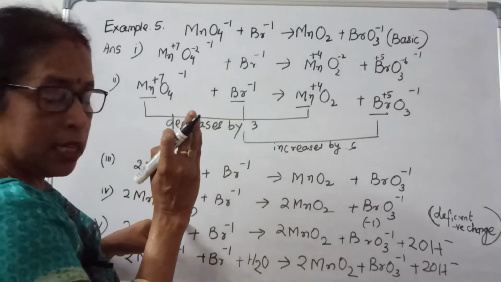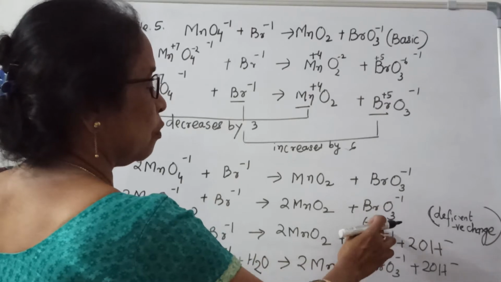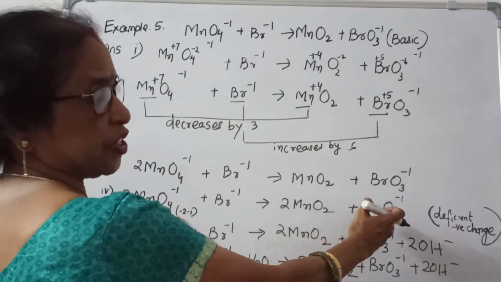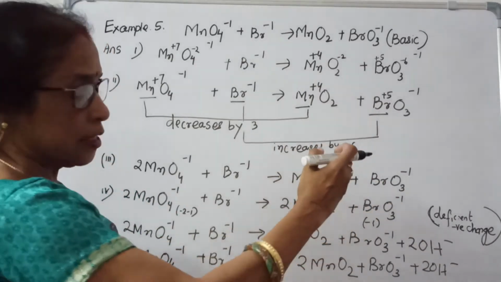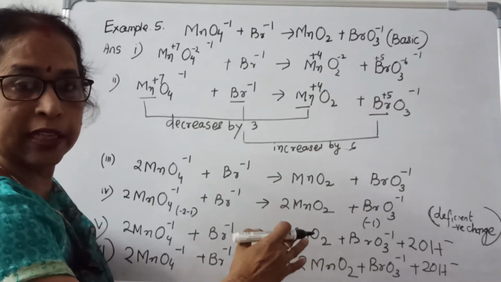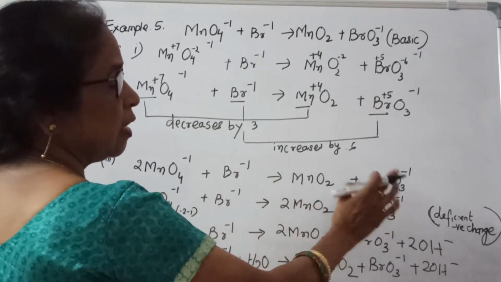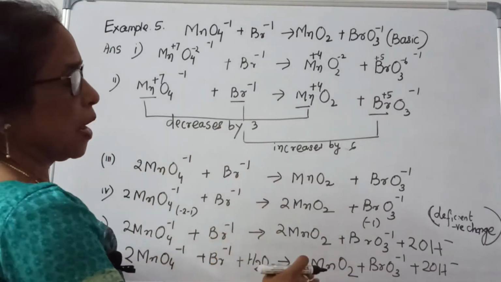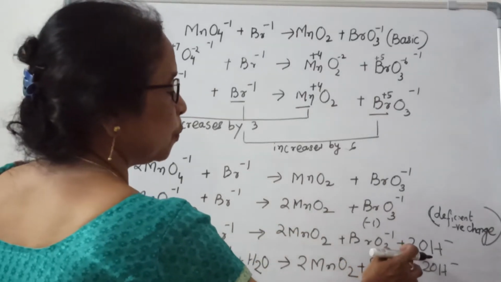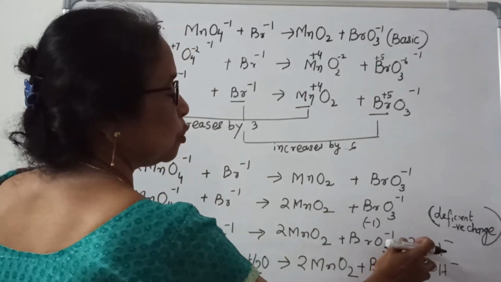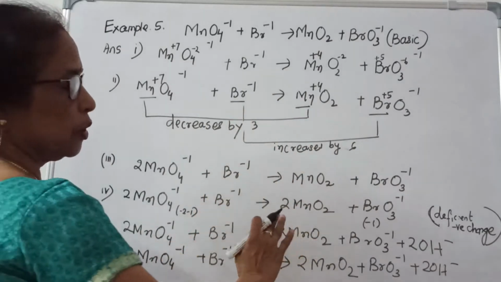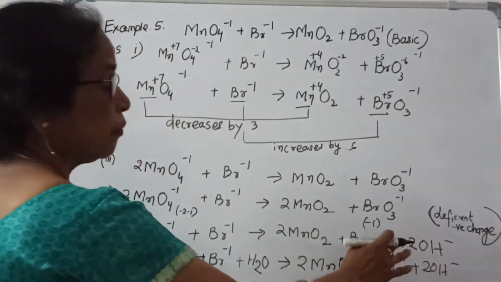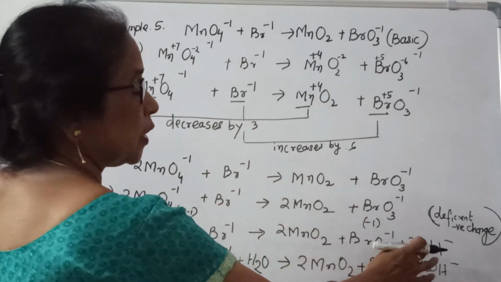Here how many minus charges? 3. And here only minus 1. Here 1, here 3. What is the deficiency? 2 times deficient on the product side, that is negative charge. Clear. And that should be balanced by OH minus. So I have to put 2 OH minus, because 2 into minus 1 is minus 2. So it is clear, the minus charge should be balanced by OH minus. That is why I have put here 2 OH minus.